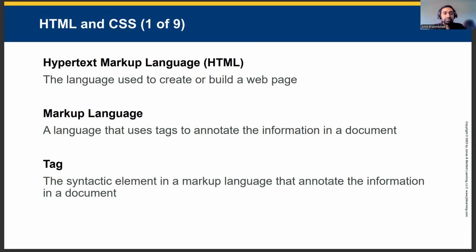HTML and CSS. HTML is a language used to build web pages. It's a markup language, meaning it uses tags to annotate content. Tags tell browsers what each piece of text represents: a paragraph, a heading, an image, etc. HTML focuses on structure, not appearance.